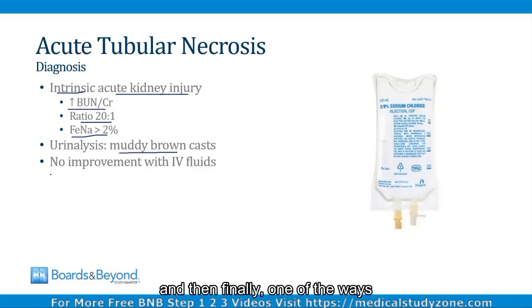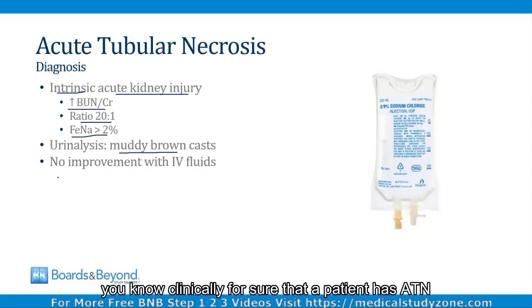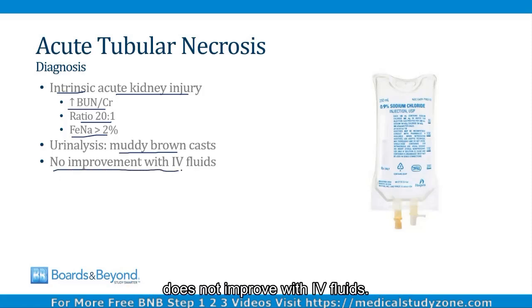And then finally, one of the ways you know clinically for sure that a patient has ATN is when their kidney function does not improve with IV fluids. That's what happens when tubular cells have died and are sloughing off.